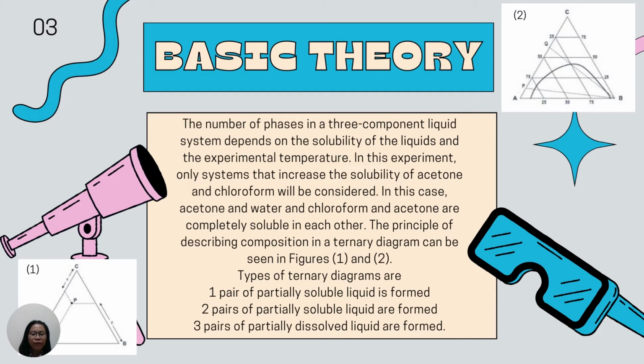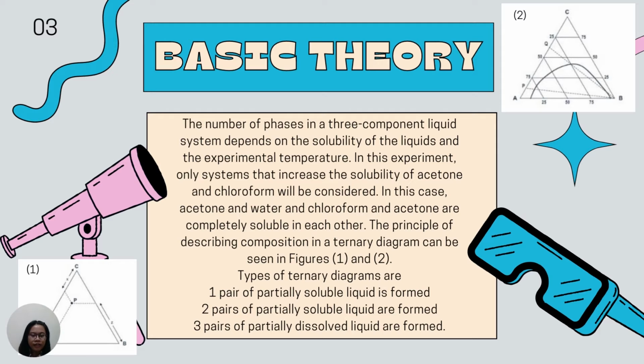For a mixture consisting of three components, the composition or the ratio of each component can be described in an equilateral triangle diagram called a ternary diagram. The composition can be expressed in terms of mass fraction for liquids or mole fraction for gas.